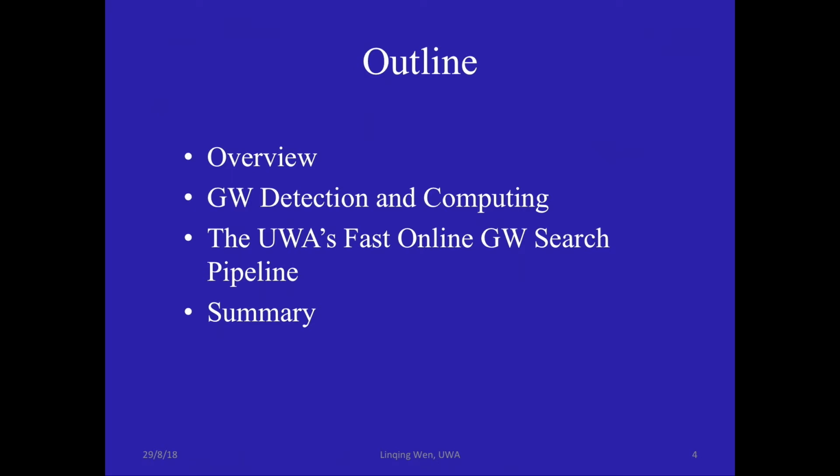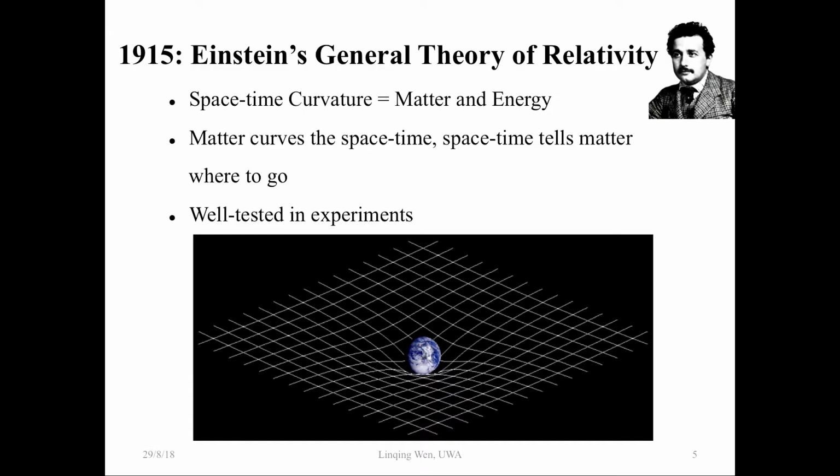The outline of my talk is, first I will give an overview, then I'll talk about gravitational wave detection: how do we detect it, and why do we need computing. Then I will introduce our effort at UWA in terms of fast online detection of gravitational waves. Then I'll give a summary.